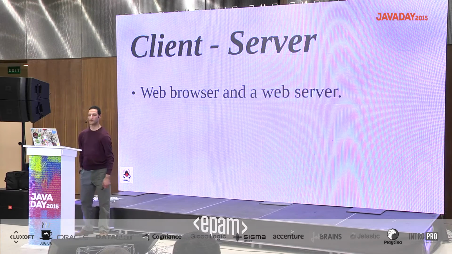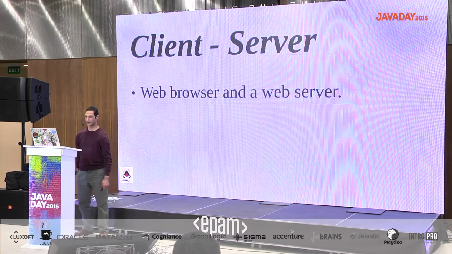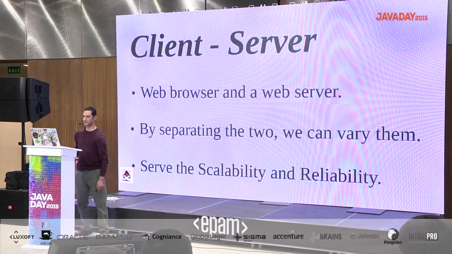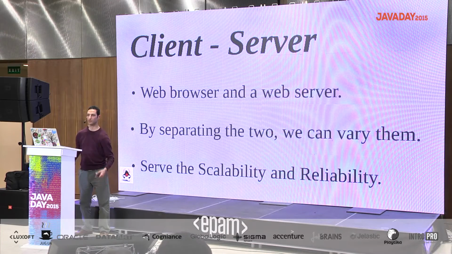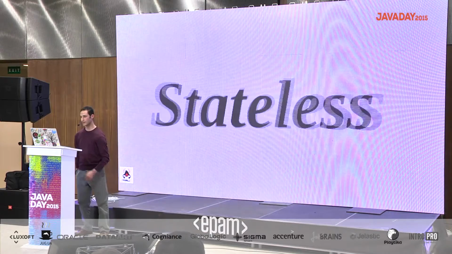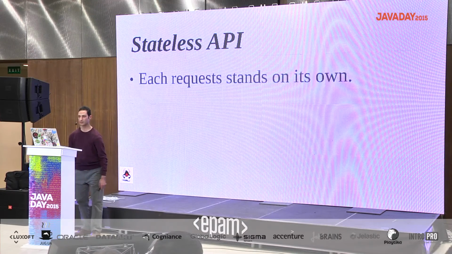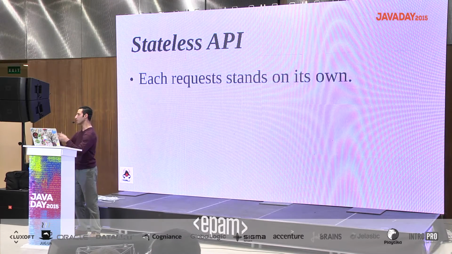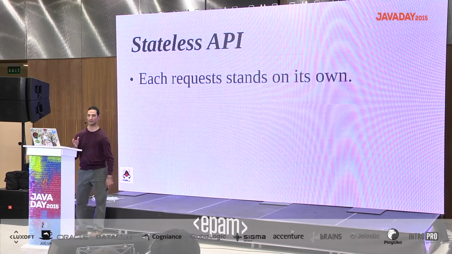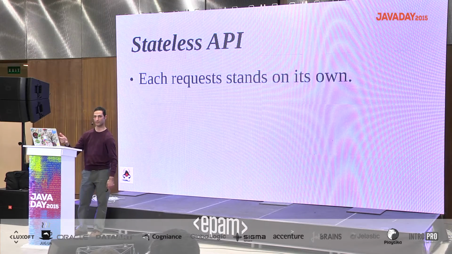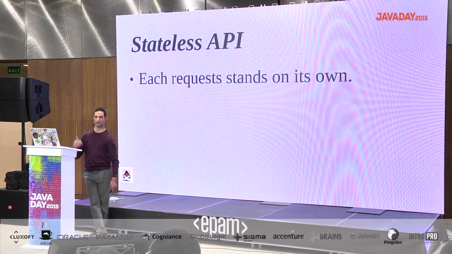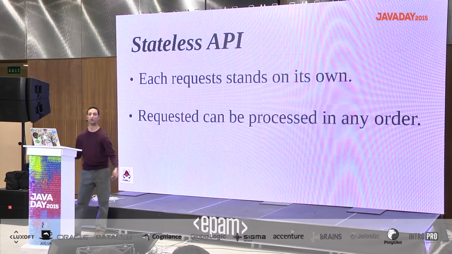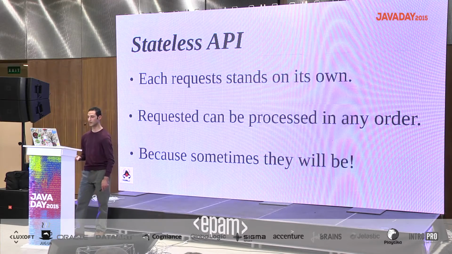It's web browser and web services. This is the client-server interaction. By separating the two, we can vary them. The server serves the scalability and reliability between you and your customer. Stateless means a stateless API. Each request stands on its own. No URL depends on the other. So it should be stateless. When you request an item or request an order, there is no dependency on another URL to call. Requests can be processed in any order, no problem, because sometimes they will be.